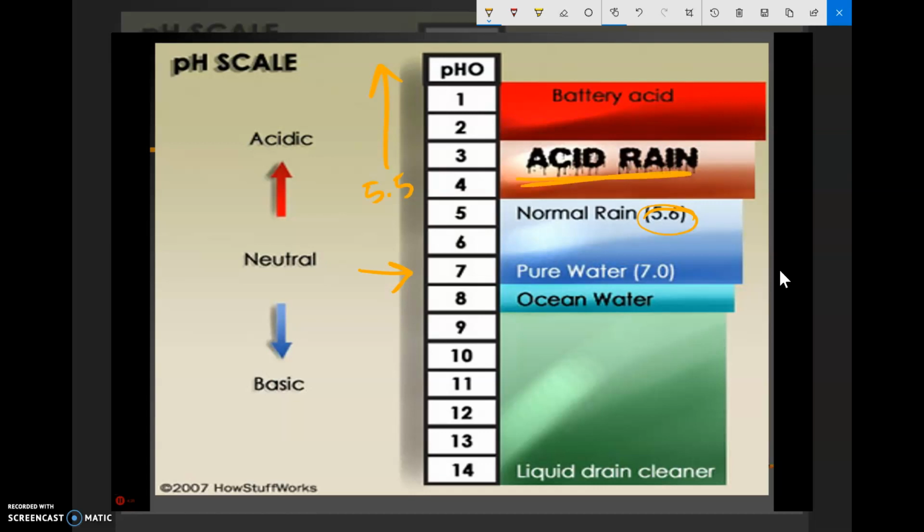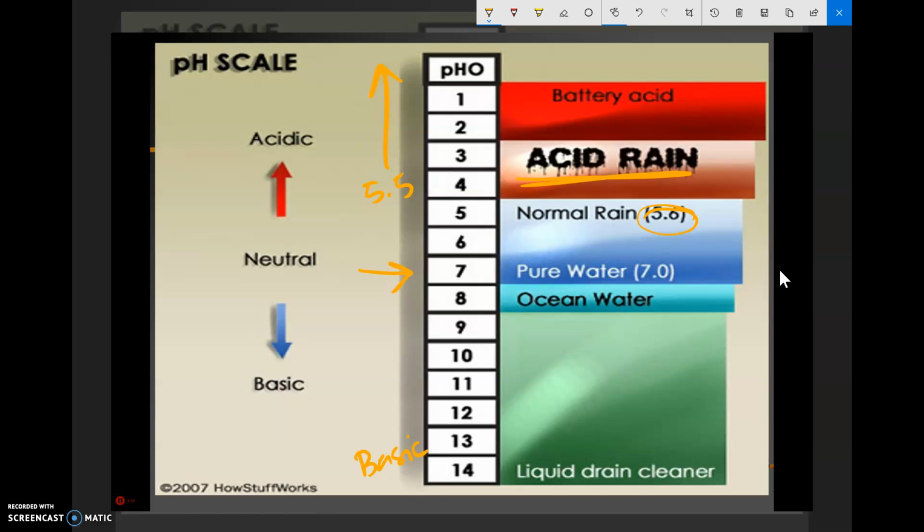And notice battery acid, which comes from sulfuric acid, is really low at a pH of 1. And then on the opposite end, we've got liquid drain cleaner. So this is very basic right here. Liquid drain cleaner is a very basic solution that can do harm as well.